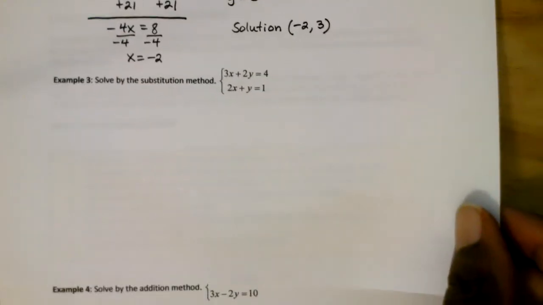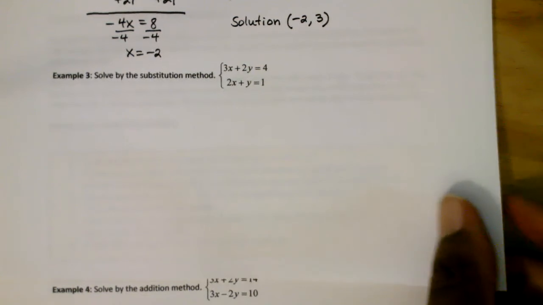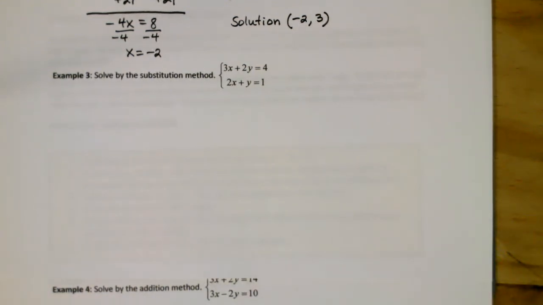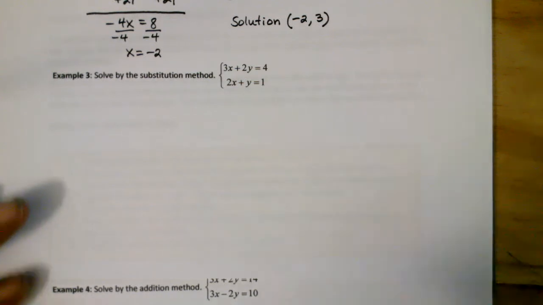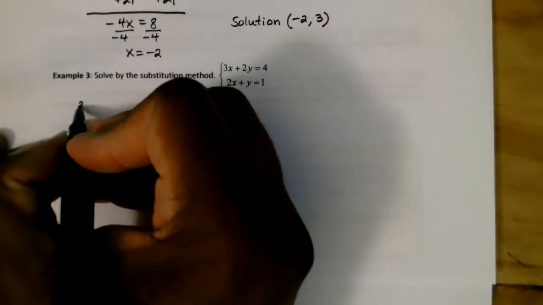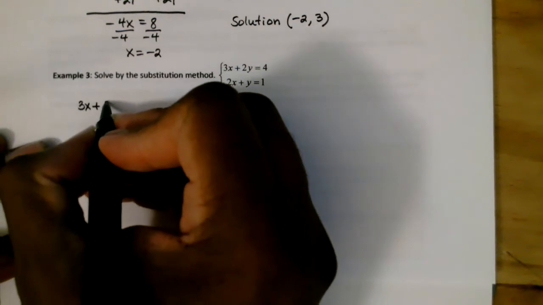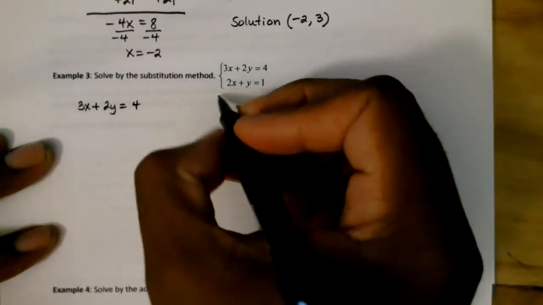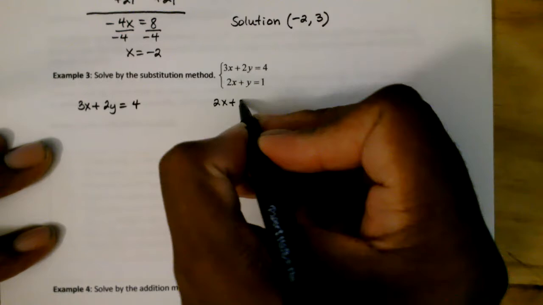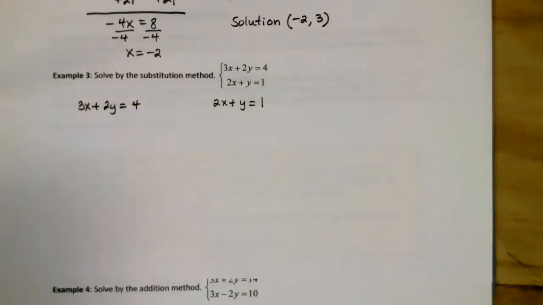Okay, here's another example. Let's say we have something like this. 3x plus 2y equal 4, and 2x plus y equal 1. Again, I'm going to write these side by side. 3x plus 2y equal 4. And the other equation would be 2x plus y equal 1. Now notice neither the x nor the y is by itself. So we're going to try to get either x or y by itself. Now, the best advice I can give you for that would be to get the variable by itself.